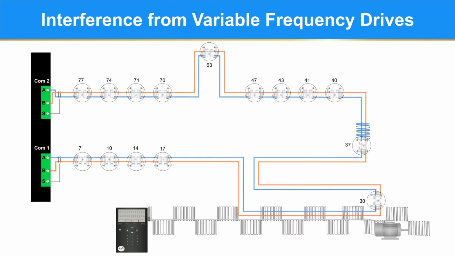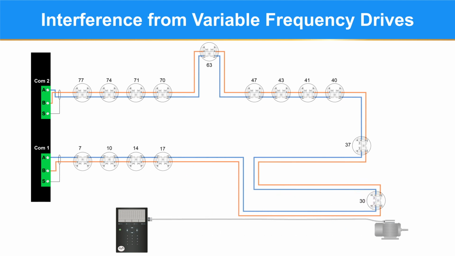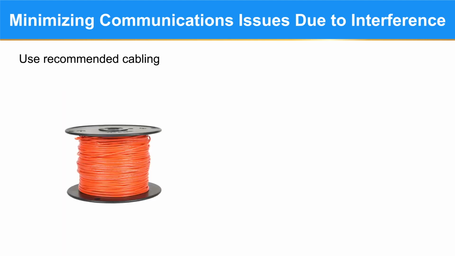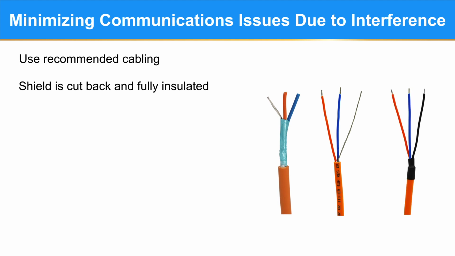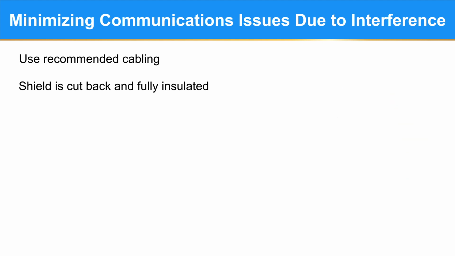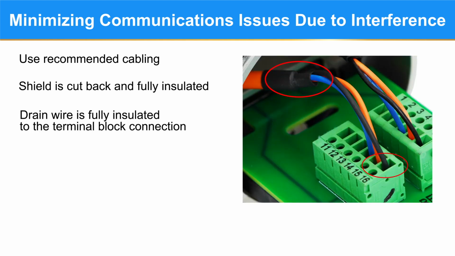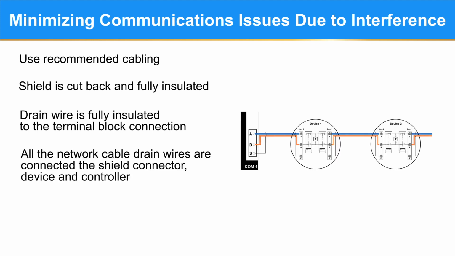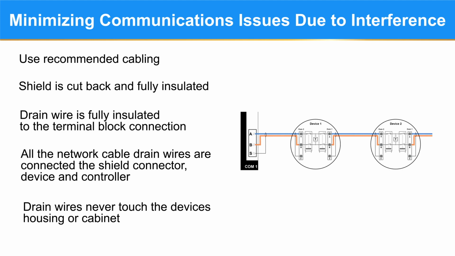To lessen the effect of electrical interference coupling onto the LON network, use the recommended LON cabling. Cut the shields back and insulate. Insulate the drain wire all the way to the connection terminal block. Make sure the drain wires are all connected to the shield connections at the devices and controller. And finally, ensure the drain wire never touches the device housing or cabinet.